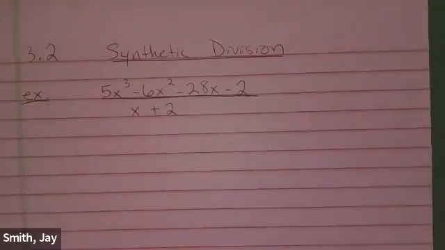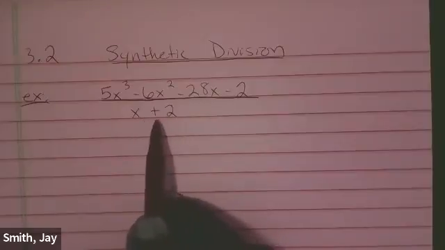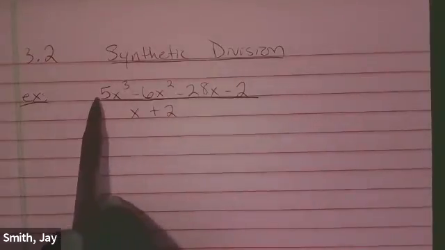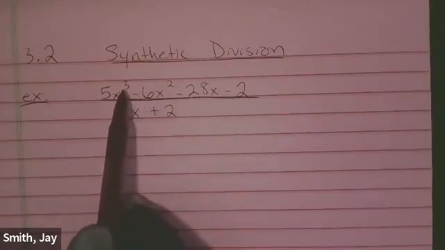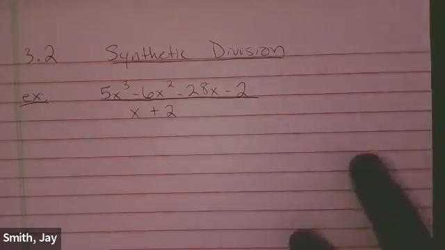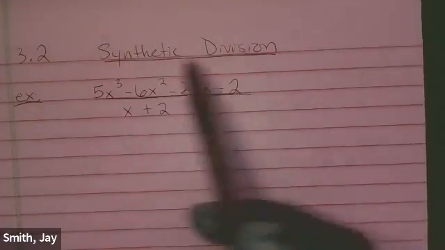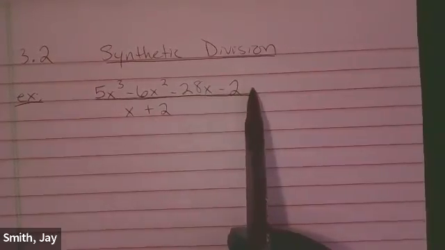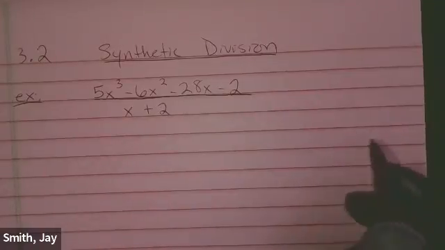All right, so like I said, first things first, we want to make sure that the number we're dividing by is a binomial of the form x plus a number or x minus a number. Our dividend needs to be written in descending order: highest exponent first, constant last, because technically our constant is x to the 0 power. We also want to account for every degree. So if we start with x cubed, the next term should be x squared, x to the first, and then x to the 0 on my constant term.